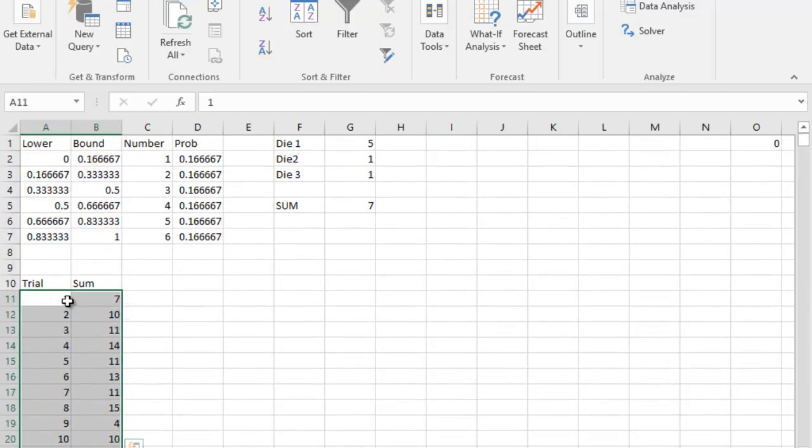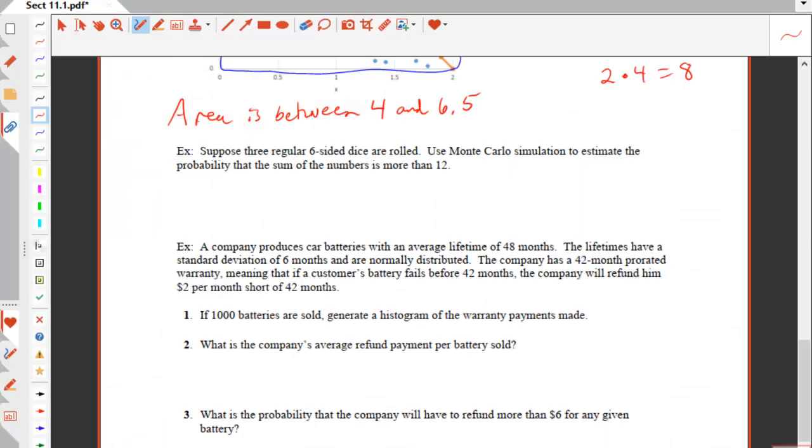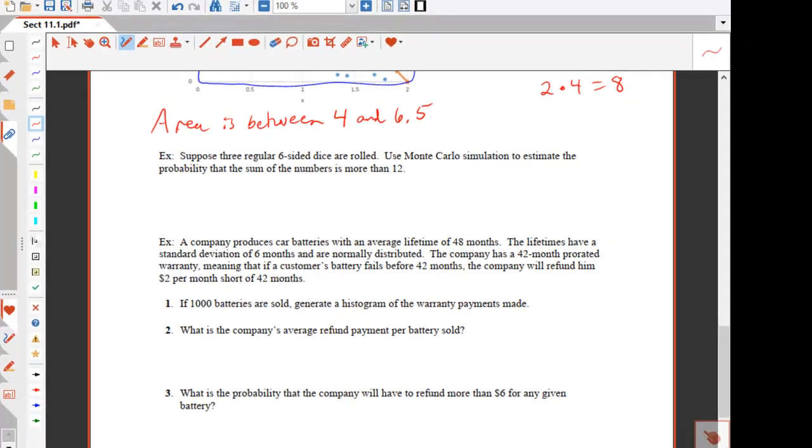So on the first trial, I got a sum of 7. Second trial, got a sum of 10. Third trial, sum of 11, and so on. Now, what am I supposed to do? Estimate the probability that the sum of the numbers is more than 12.